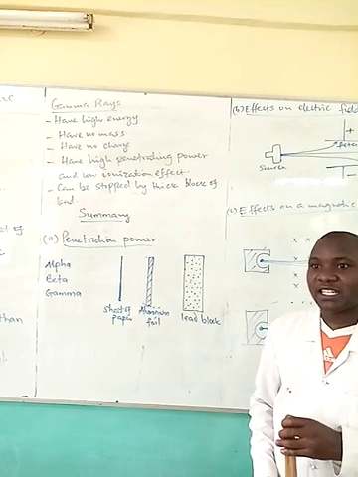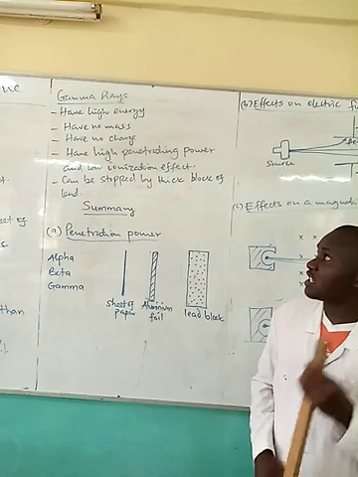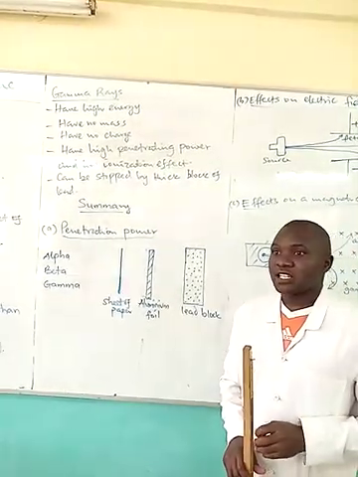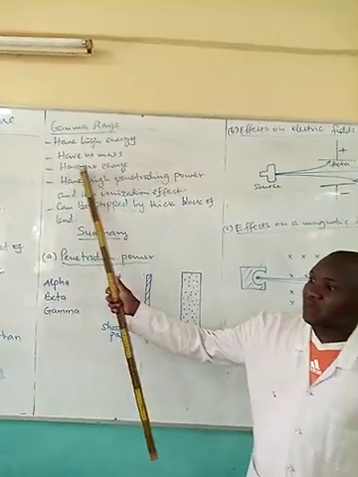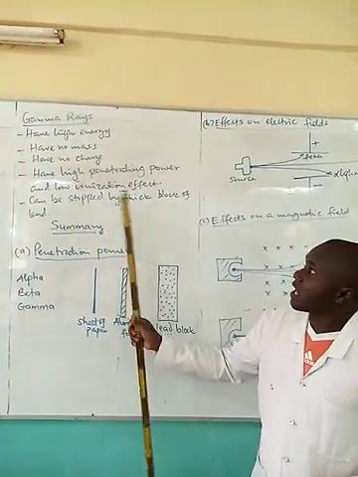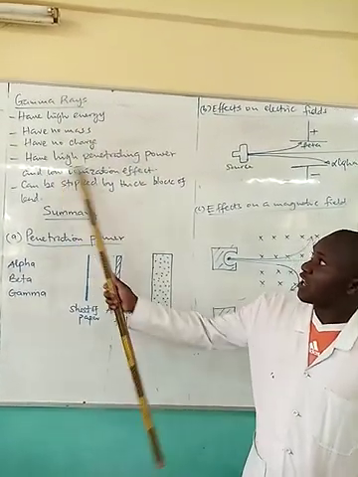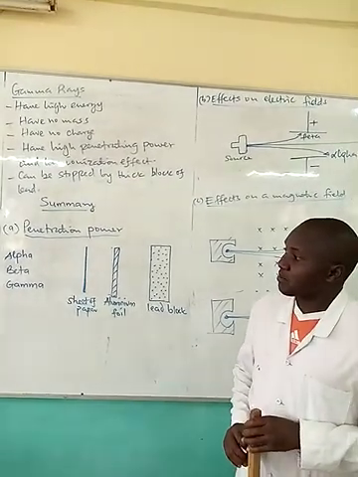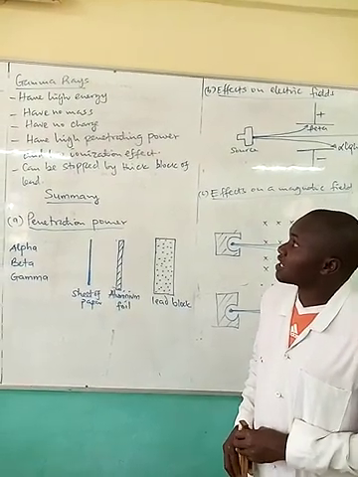Meaning when you place them in a magnetic or electric field, they are not going to be deflected. They will always travel in a straight line. And of course, that is one of the properties we studied in electromagnetic waves: they always travel in a straight line. So whenever you place them in a magnetic or electric field, there will be no effect. Then they have high penetrating power, and that is because they have high energy. Low ionization effect, meaning they cannot knock off particles easily.